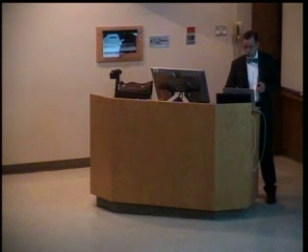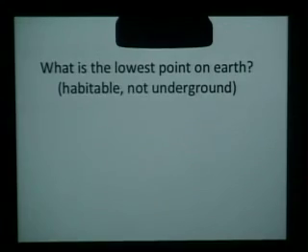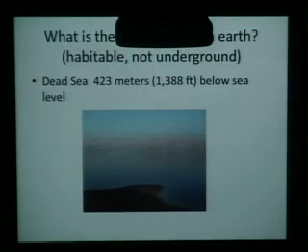But again, what other issues can we have with barometric pressure? So, what's the lowest point on Earth that you know of? It's the Dead Sea. How low is that? It's a little bit lower, but the interesting thing about that is that the barometric pressure is higher. It's 423 meters below sea level, which is 1,300 feet.